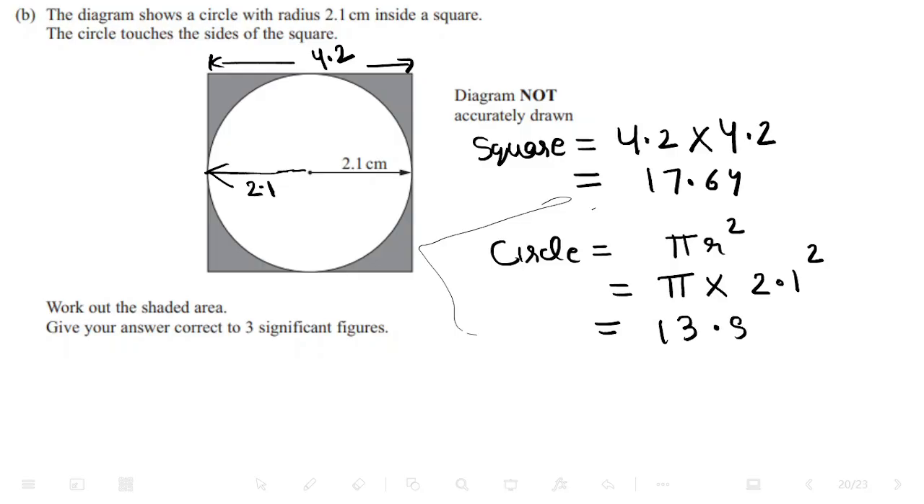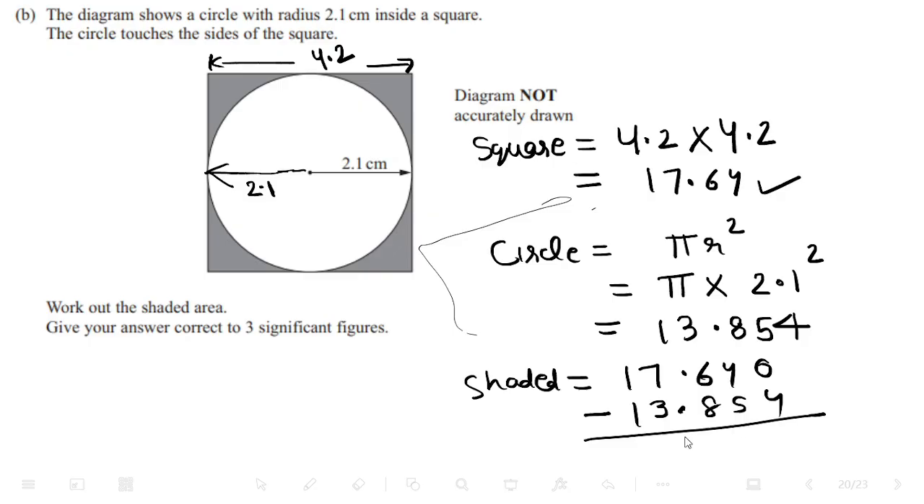13.854, right? Now what is exactly happening? If we have to find out the shaded region, it is very easy because it is square minus circle. So basically the square is 17.64, and subtracting the circle, 13.854. When we subtract them, it will be 3.7855, right?